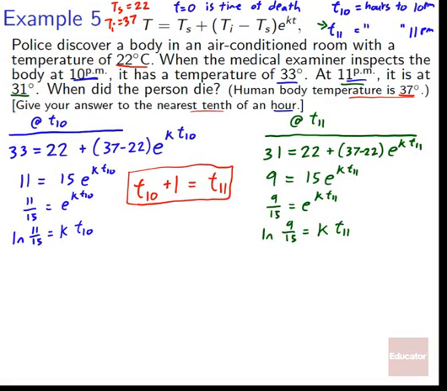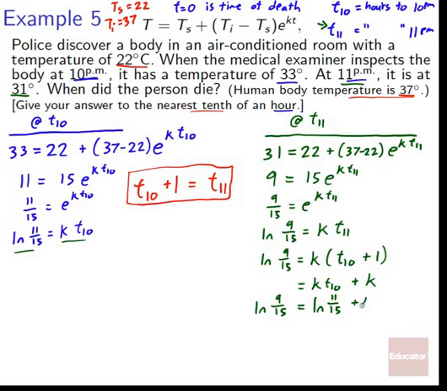So we can plug this in over here. So we've got natural log of 9 over 15 equals k times T10 plus 1. So k T10 plus k. Hey, over here we know what k T10 is. It's natural log of 11 over 15. Let's bring back down this. So natural log of 9 over 15 is equal to k T10. We swap that out for natural log of 11 over 15 plus k. We subtract: natural log of 9 over 15 minus natural log of 11 over 15 equals k.